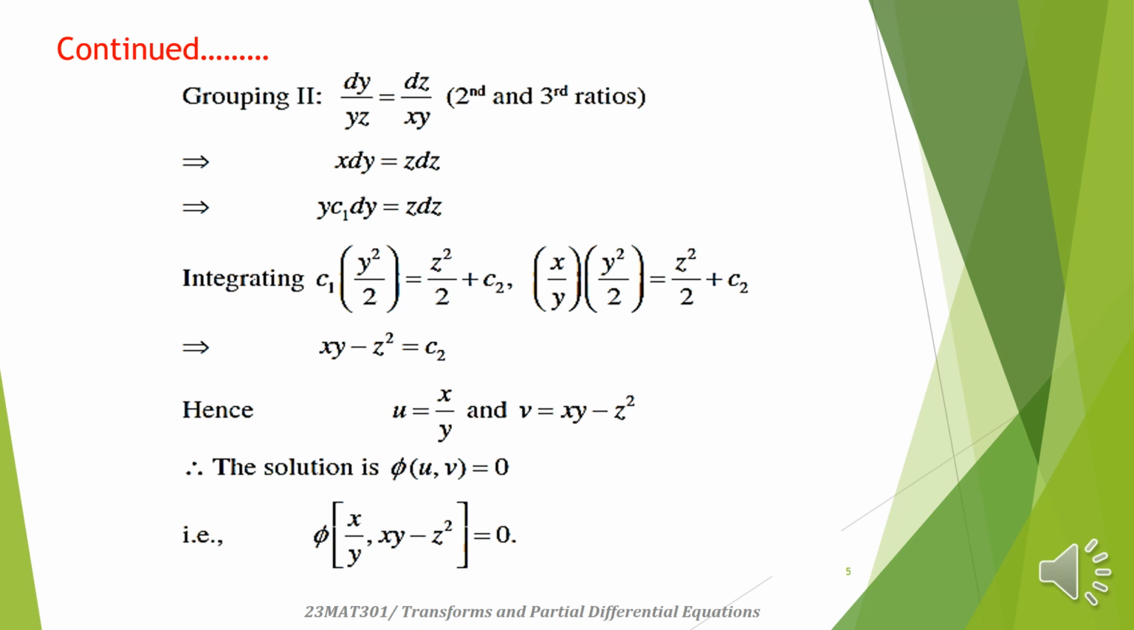Okay, c1 is a constant, take that outside, integrate y dy, you will get y square by 2 is equal to z square by 2 plus constant c2, because c1 we have earlier as a constant, so the next constant will be c2. Next substitute the value of c1 as x by y in the equation. So x by y into y square by 2 is equal to z square by 2 plus c2. Then cancel y and y square, then 2 and 2, you will get xy is equal to z square plus c2, and z square comes to the left side: xy minus z square is equal to c2. So here c1 and c2 will be the values of u and v. So phi of (x by y, xy minus z square) equal to 0 will be a solution.